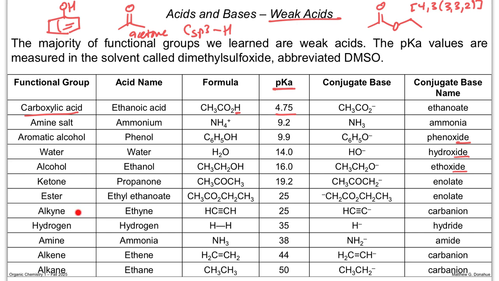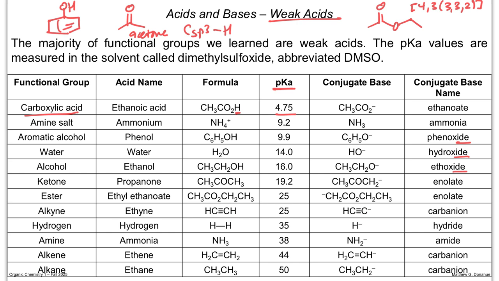So the next one is alkyne, and the example given is ethyne. For an alkyne, you have to have a terminal CH. And so we know that that carbon of the triple bond is now sp hybridized. So it must be a terminal alkyne where you have that relationship, CH. And those are about the same, 25.